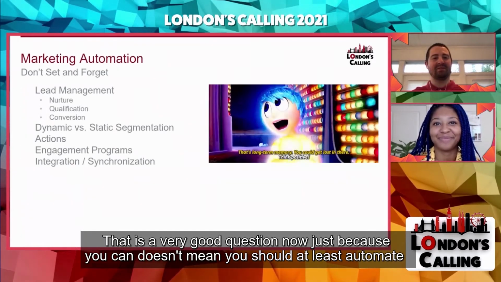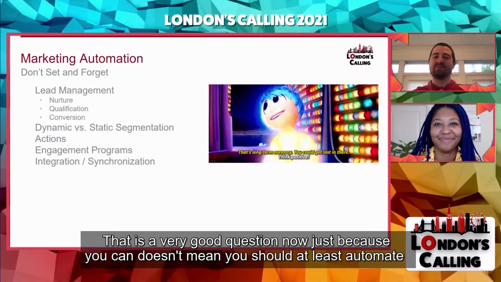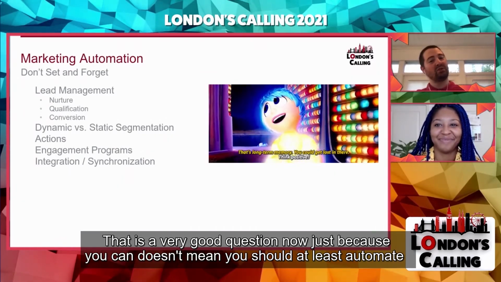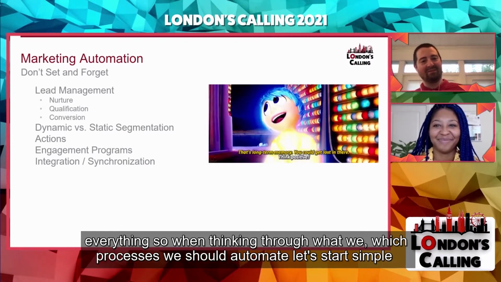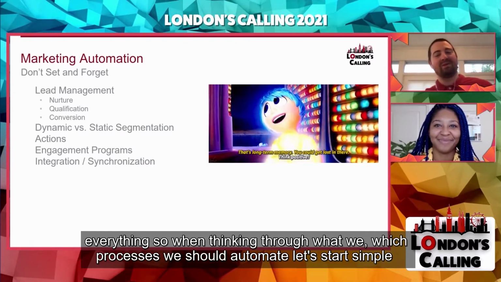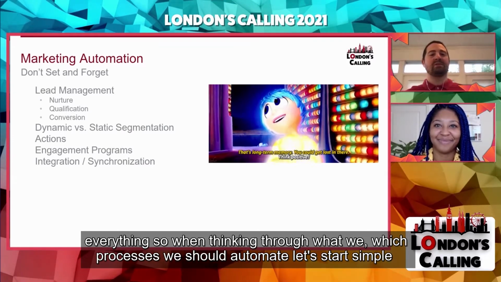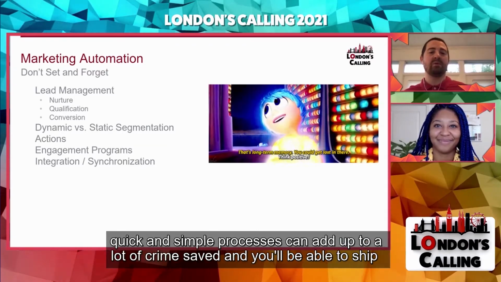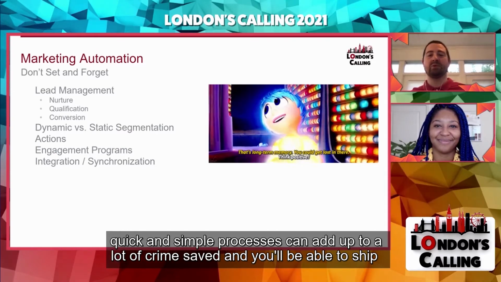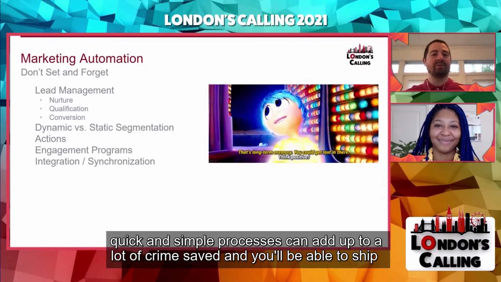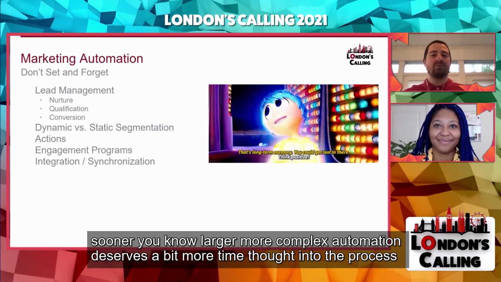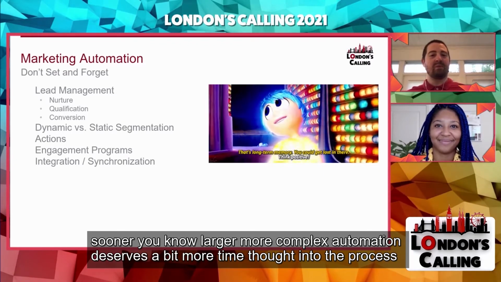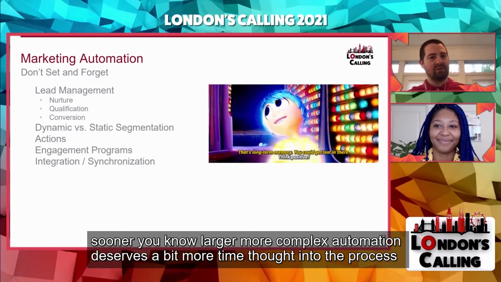That is a very good question. Now, just because you can doesn't mean you should automate everything. So when thinking through which processes we should automate, let's start simple. Quick and simple processes can add up to a lot of time saved, and you'll be able to ship sooner. Larger, more complex automation deserves a bit more time and thought in the process.